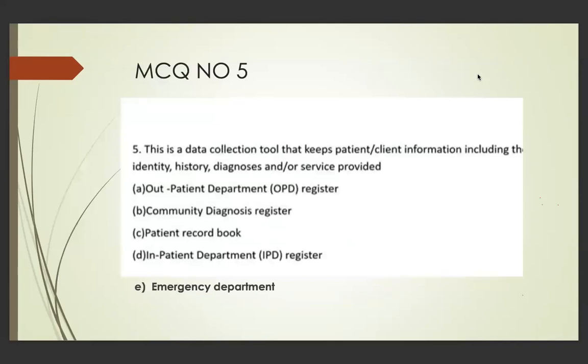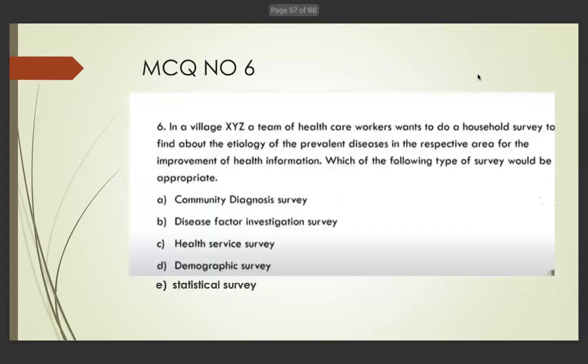Question number 5. This is the data collection tool that keeps patient or client information, including the identity, history, diagnosis, or service provided. A, OPD register, B, community diagnosis register, C, patient record book, D, inpatient department register, or E, the emergency department register? No, it's A, it's the OPD register.